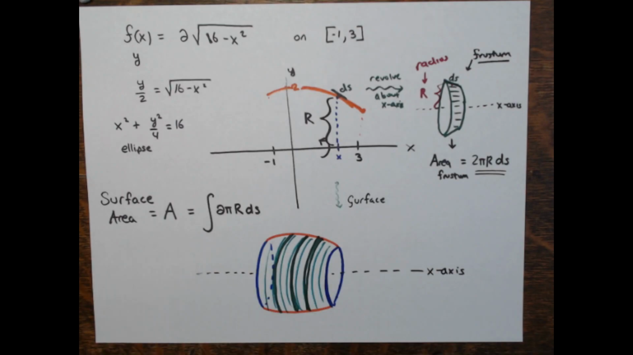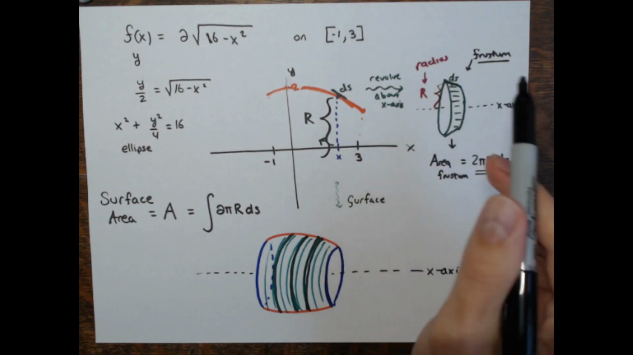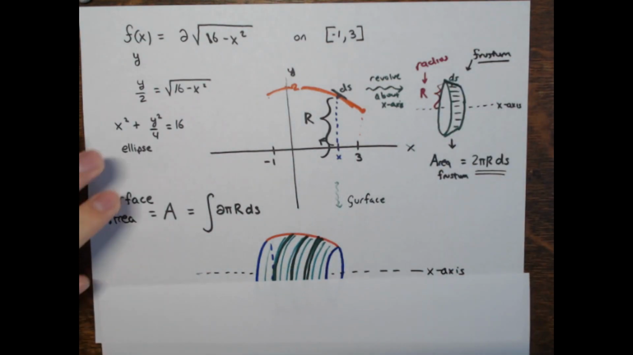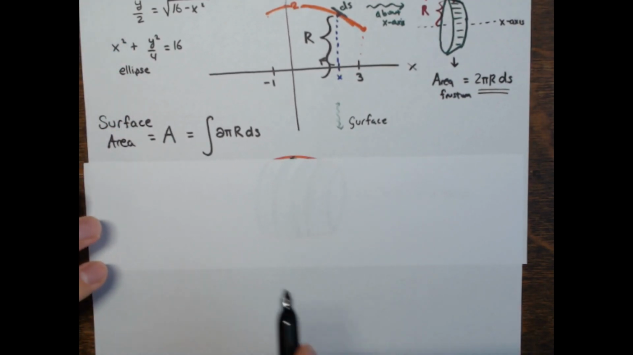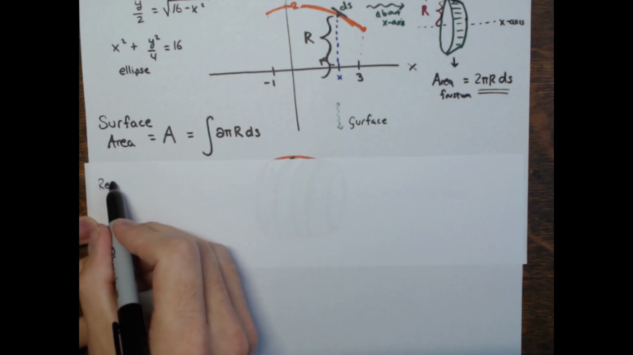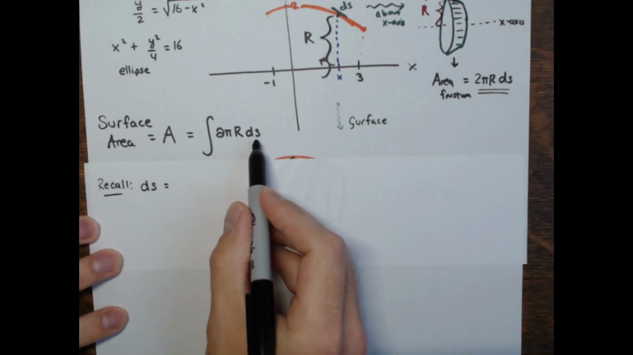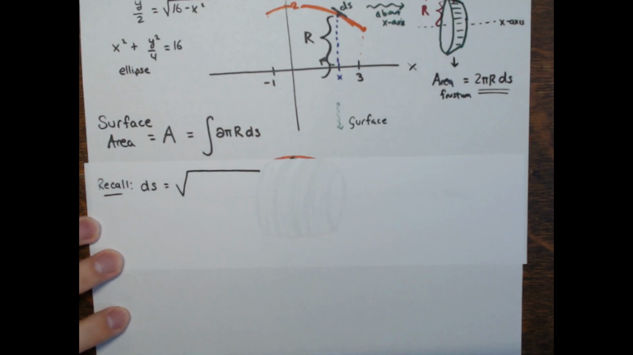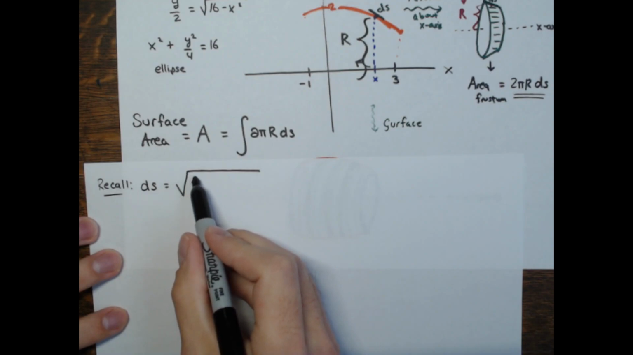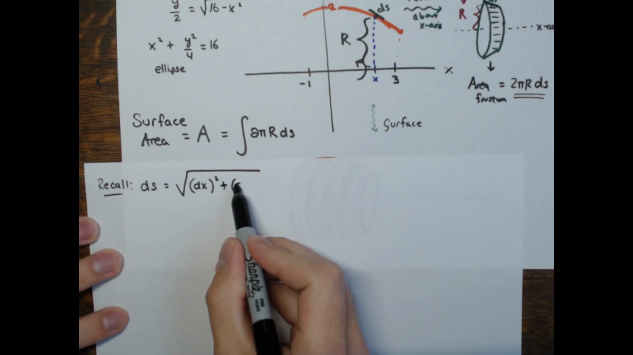So I'll take this to the next page because remember, ds is not necessarily horizontal, but it does have a horizontal and vertical component, right? You saw that in the first half of this assignment. So recall that ds, the little piece of arc, if I broke it up into its horizontal component dx and vertical component dy, ds was the square root of dx squared plus dy squared, right?